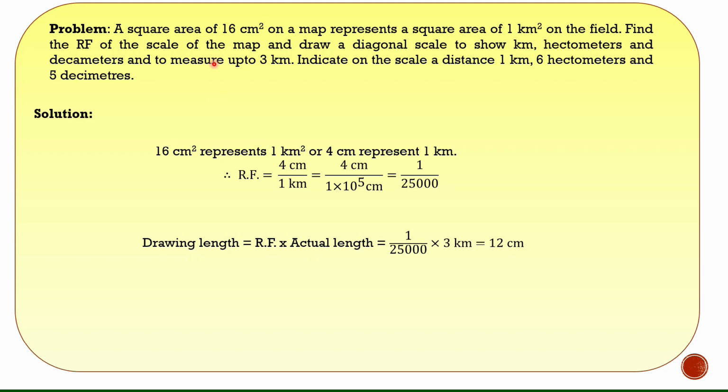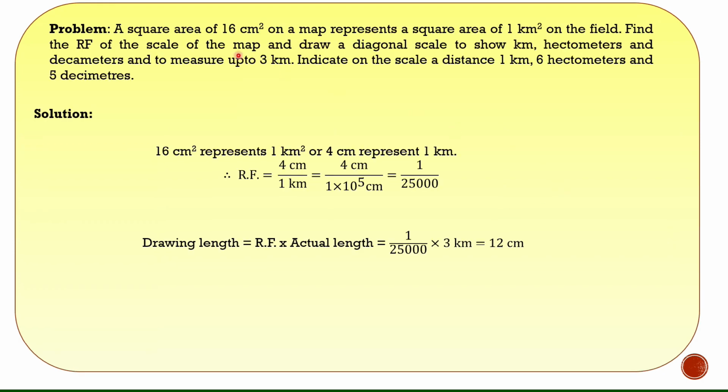Now we have the measuring up to 3 kilometers. So RF into measurement length, that is 3 kilometers. So 1 by 25,000 into 3 kilometers. Again here you have to go for unit conversion, which is in the centimeter scale. So we will get 12.